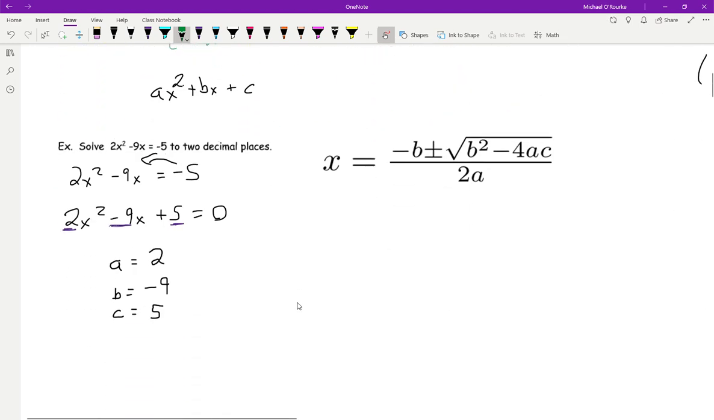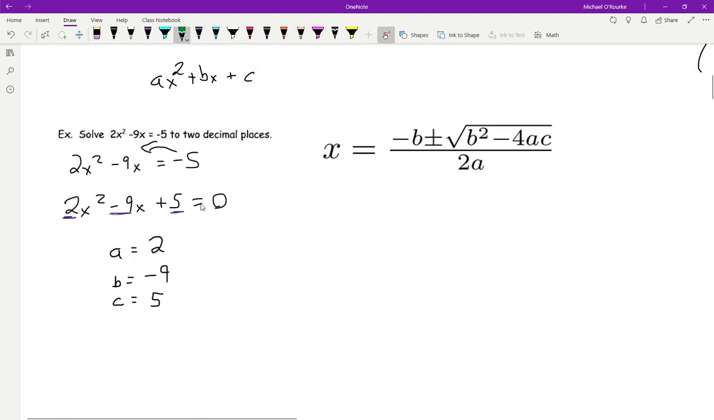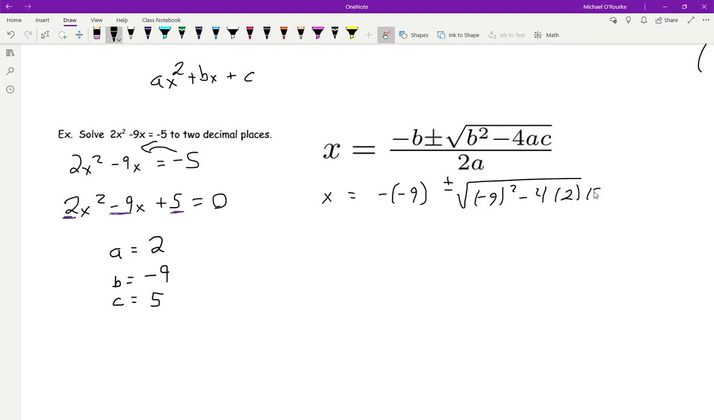Good. Let's go back down here. Now, this is kind of a two-step question. Okay, first thing we're going to do is we're going to log everything in. Okay? X equals negative. Now, it's negative b, since we have, I'll just write it here. It's going to be negative 9 plus minus the square root of negative 9 squared minus 4 times 2 times 5 all over 2 times 2.